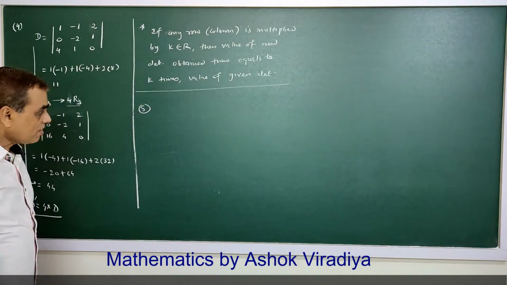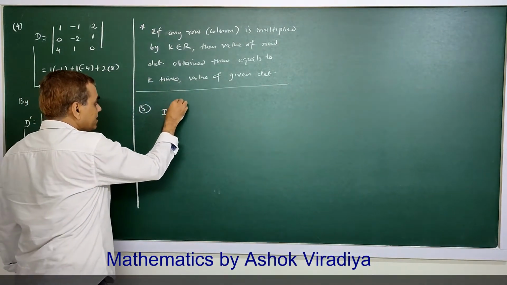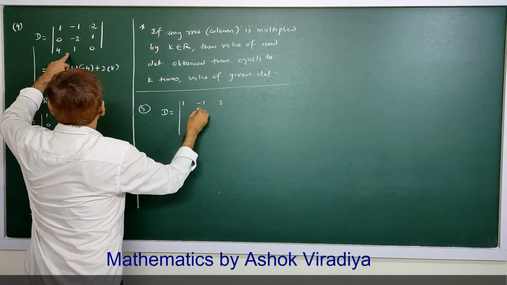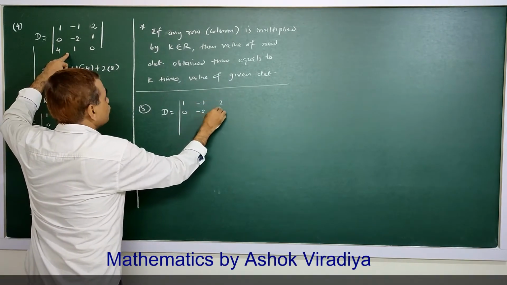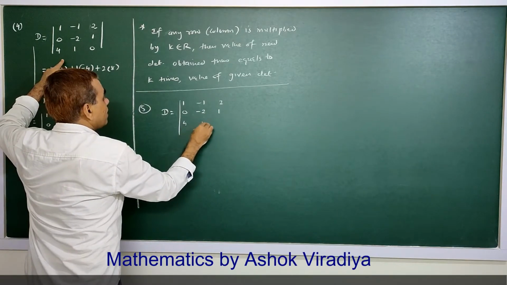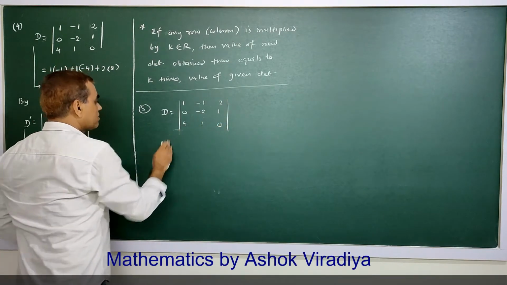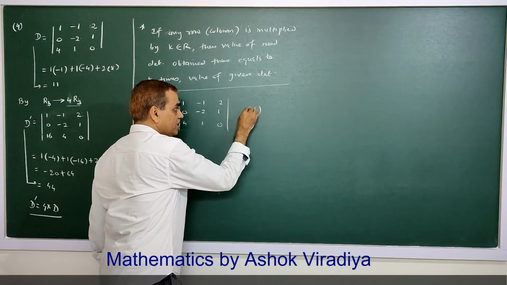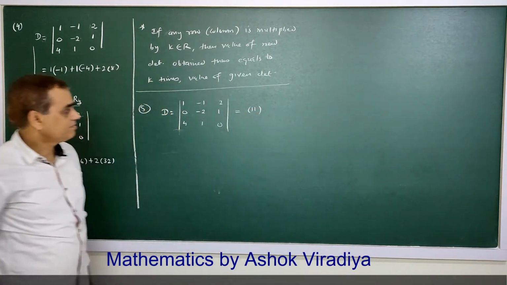Suppose I take a determinant D. Suppose I am taking the same one: 1, minus 1, 2; 0, minus 2, 1; 4, 1, 0. We know that its value is 11.